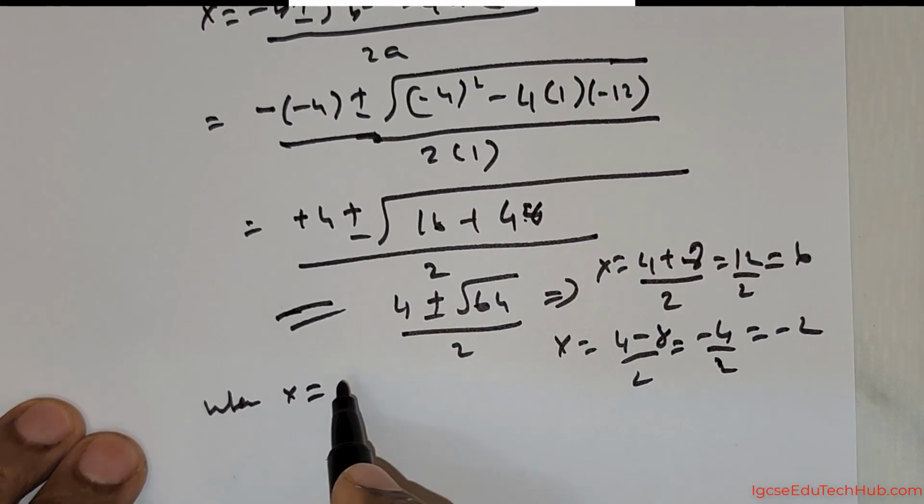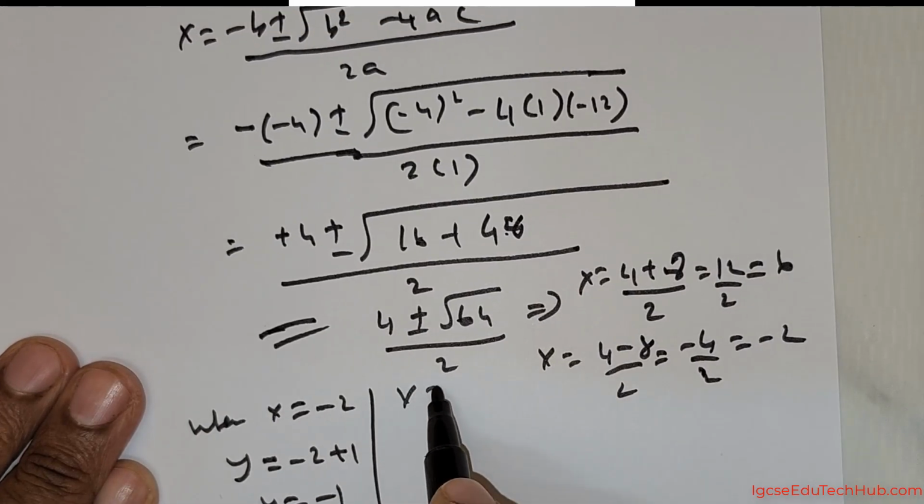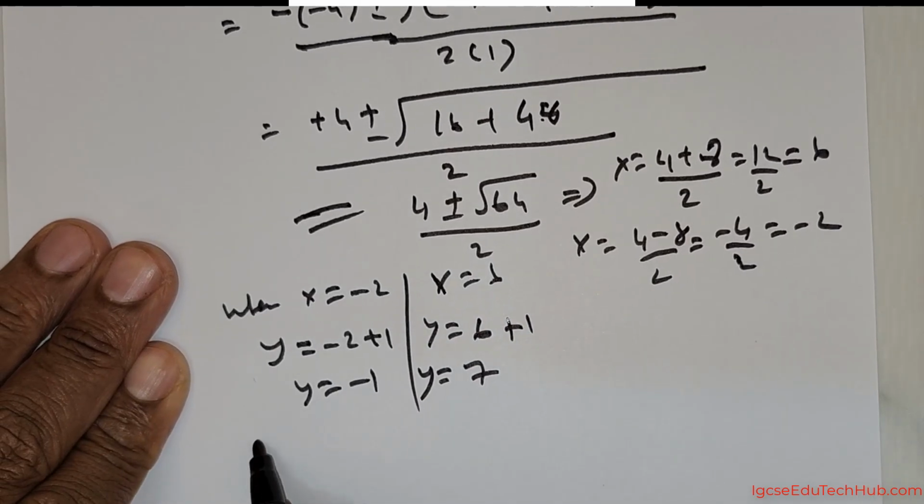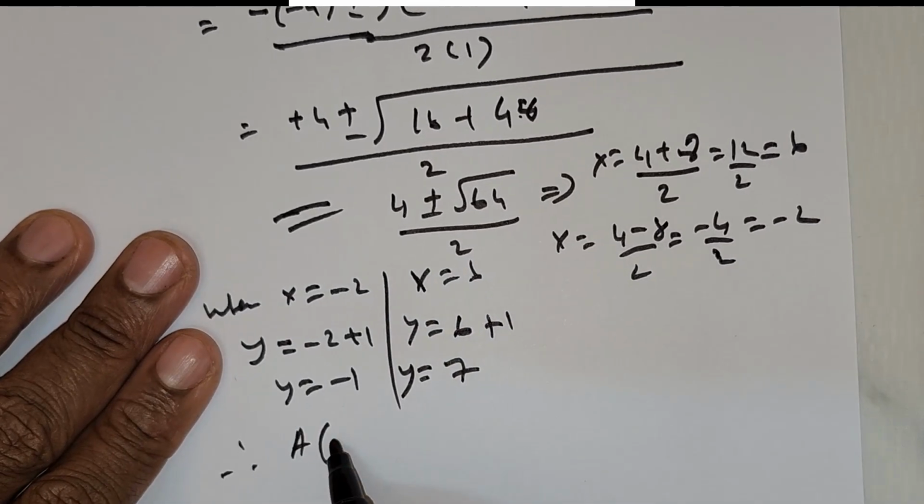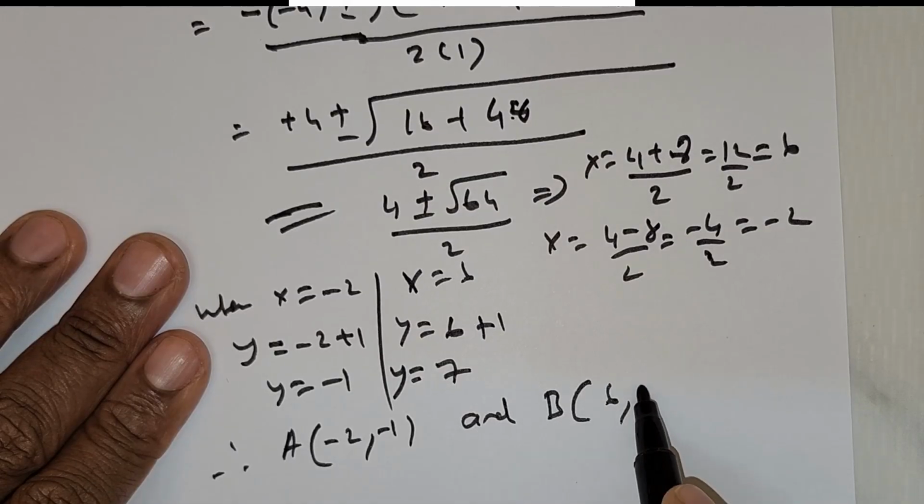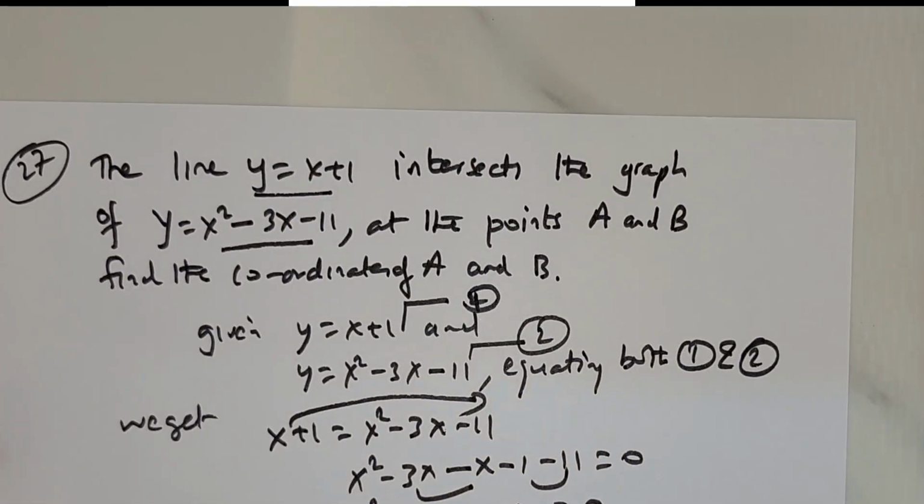So when x is equal to −2, you substitute this, y is equal to −2 + 1, which means y is equal to −1. And when x is equal to 6, you substitute here, y is equal to 6 + 1, which means y is equal to 7. So therefore you have coordinates A (−2, −1) and B (6, 7). So this is the solution for this question.